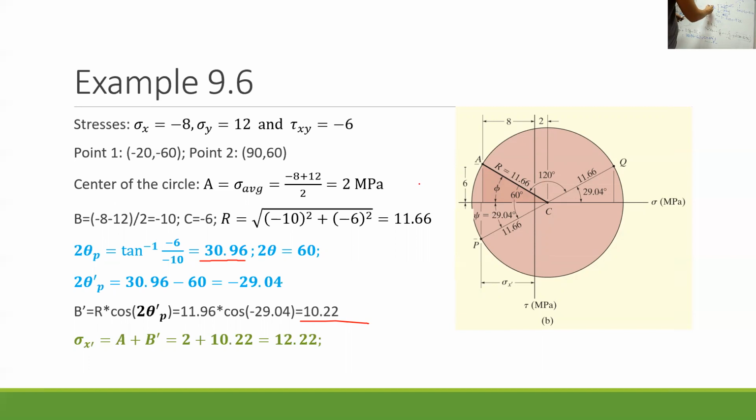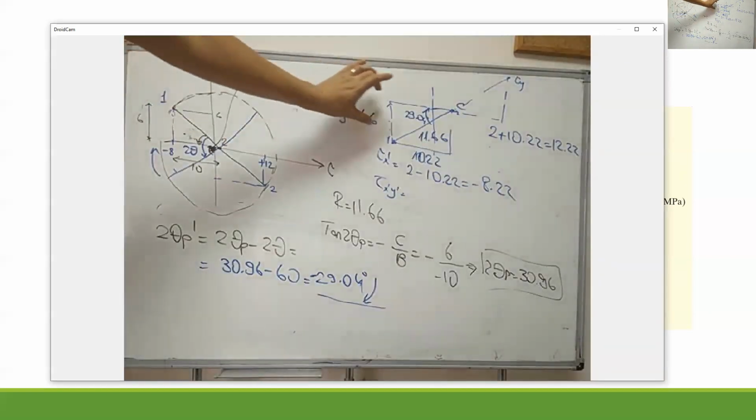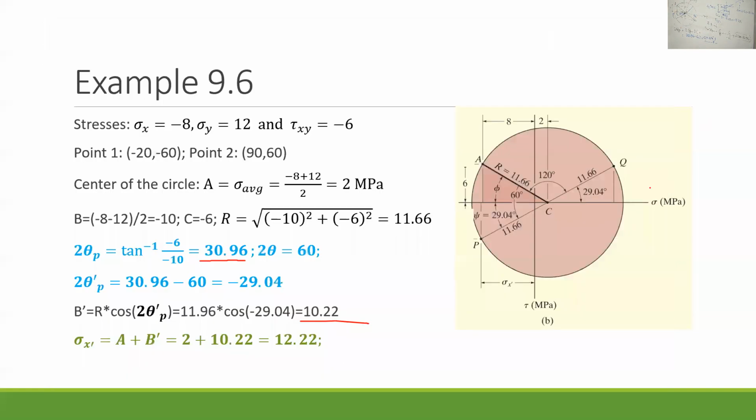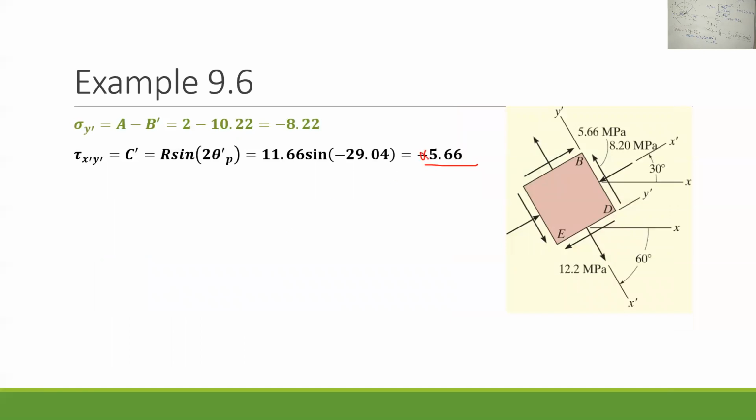So x prime, y prime value. Hopefully you understand. Oh, sorry, you did my whiteboard. This vertical direction is 5.66 value. But this value should be positive, not negative. I think I made a mistake. Yes, the value is not negative, it should be positive. I can correct the formulation in the slideshow.